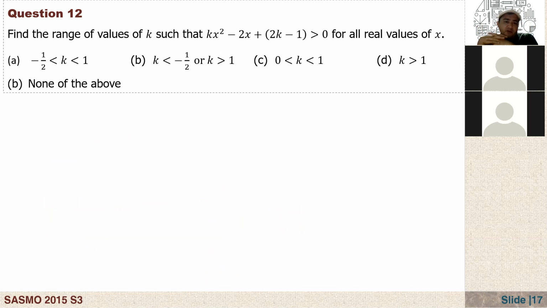Find the range of values of k such that kx squared minus 2x plus 2k minus 1 is greater than 0 for all values of x. Okay, guys, give it a try, because if I just keep solving, you may forget this quickly. At least give it a try, and after that, let's do it together. Let me give you 2 minutes, and after that, we will see together.